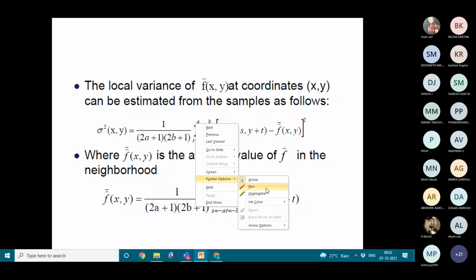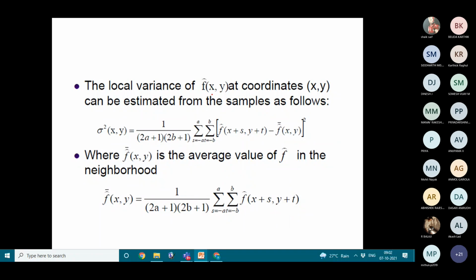And the local variance can be computed for F cap like this. Sigma square is 1 by (2a plus 1)(2b plus 1), and the summation in this particular window, minus a to a and minus b to b, of F cap of x plus s, y plus t minus F cap bar. This bar is the mean value, the average value of F cap in the neighborhood. We are considering only this particular window, and we will be moving it.